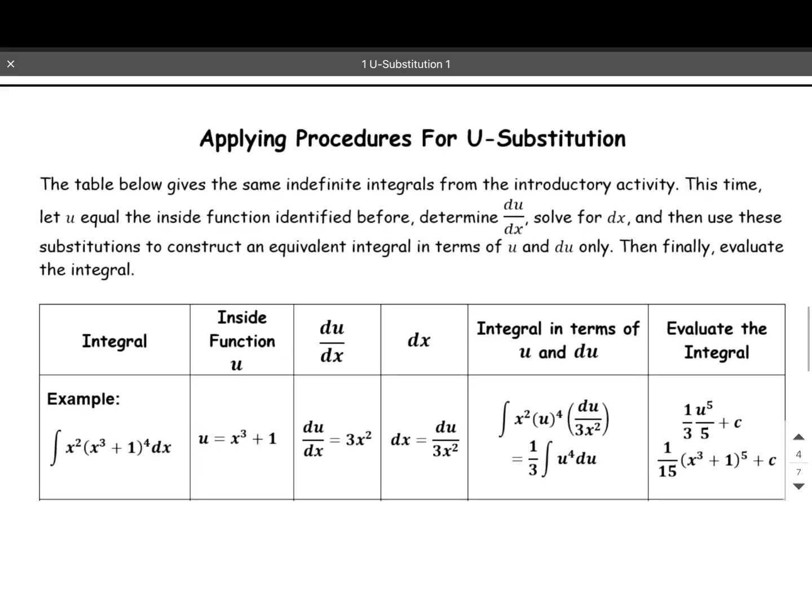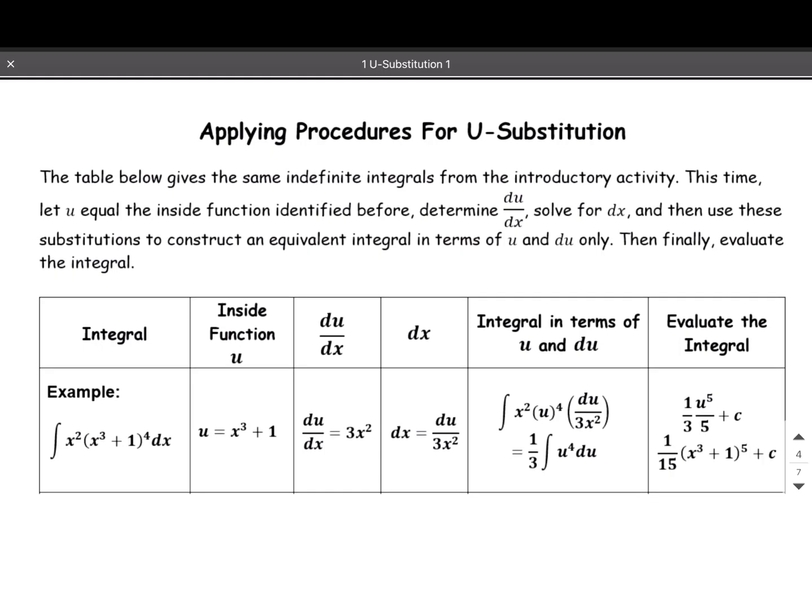Okay, now we're actually ready to look at how a u substitution works. So here's an example for us already. It's the integral of x squared times x cubed plus 1 to the 4th dx. So we let the inside function x cubed plus 1 be our u. Now if we take the derivative of u with respect to x, that's du dx, and the derivative of x cubed plus 1 is 3x squared. Now, if we multiply both sides by dx, we have du equals 3x squared dx, and then if we divide by the 3x squared, we have dx equals du over 3x squared.